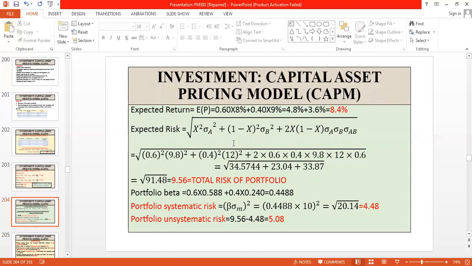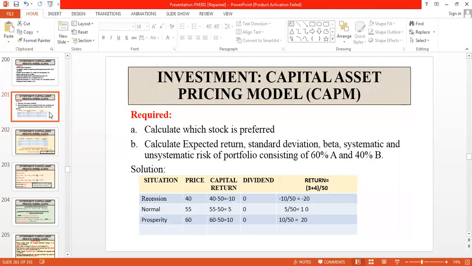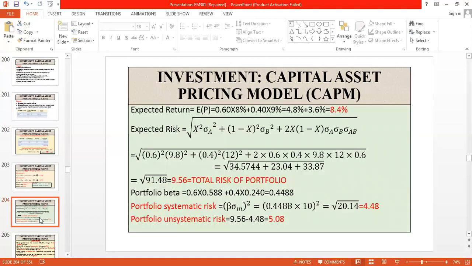After this, what you have to do, you will calculate expected return and expected risk of the portfolio that you will combine by taking 60% share A and 40% share B, which are stated in the problem. Calculate expected return, standard deviation, beta value, systematic and unsystematic risk of the portfolio consisting of 60% A and 40% B. This portion we will take up in our next discussion.